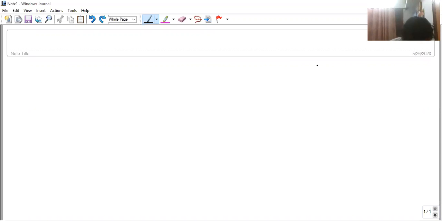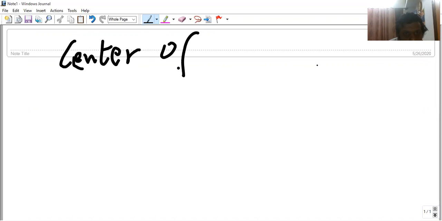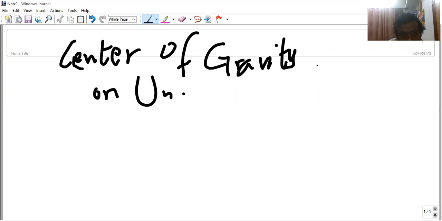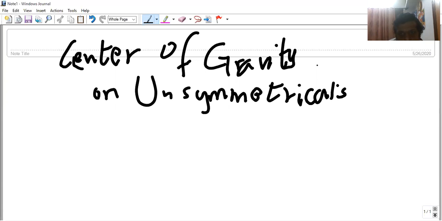I told in the previous video, I'll be solving a problem on unsymmetrical section, to find the center of gravity on an unsymmetrical section.